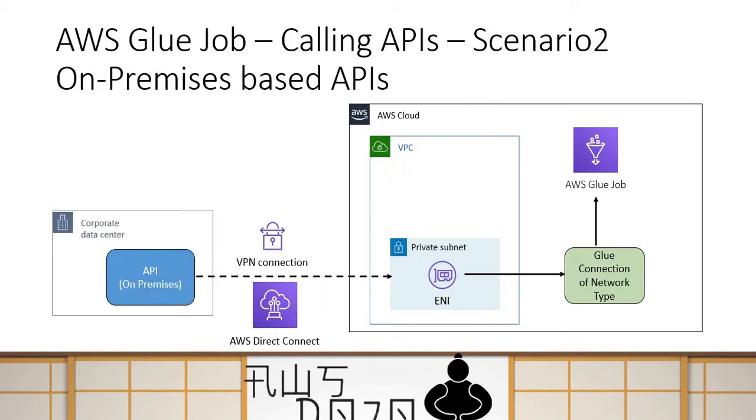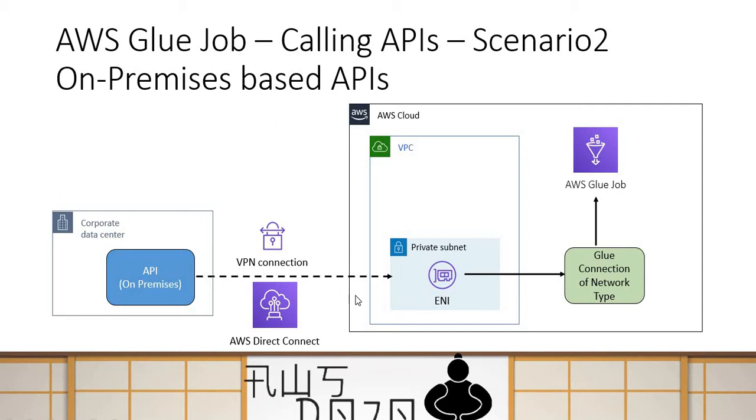Now, the other scenario could be that your API is on premises. So your API is deployed somewhere in your corporate data center. Again, your flow does not change. Again, the Glue job needs one private subnet where it can use the connection to create an ENI, and this private subnet should have access to this API.